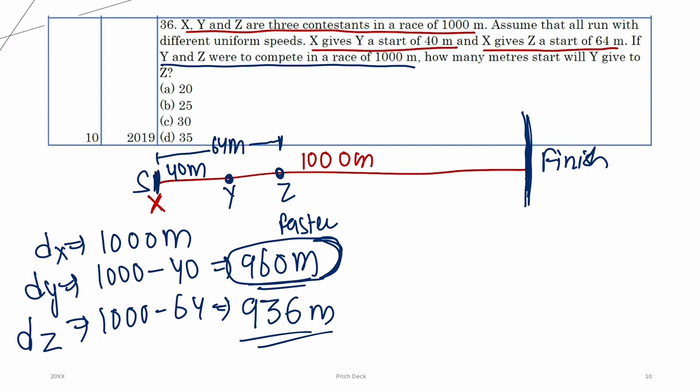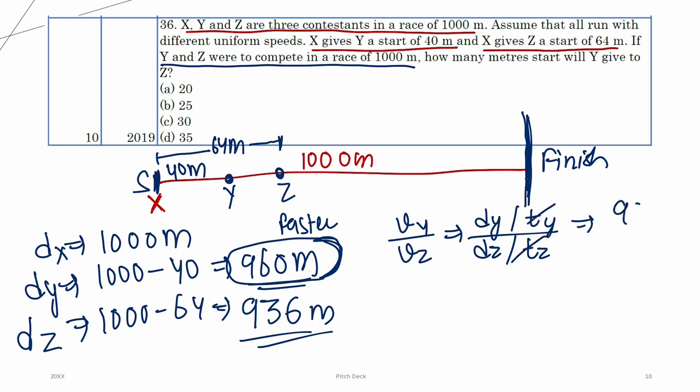So they are asking you, if there is a totally different race where only y and z are running and y is completing the full 1000-meter race, how much head start should z be given, right? So now, we know that the ratio of speed of y and z is distance by y divided by time by y, distance by z divided by time by z. Since all are completing at the same time, the time is the same, so time and time get cancelled out. So this will be 960 by 936. I hope this is clear.